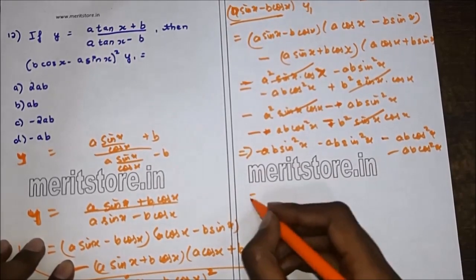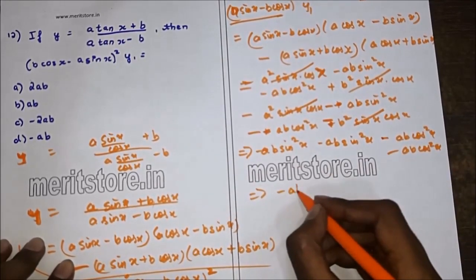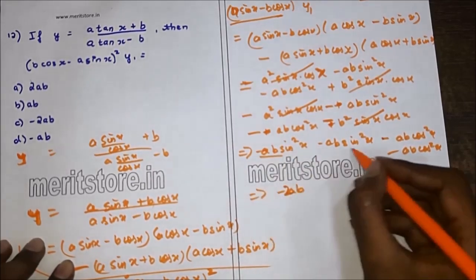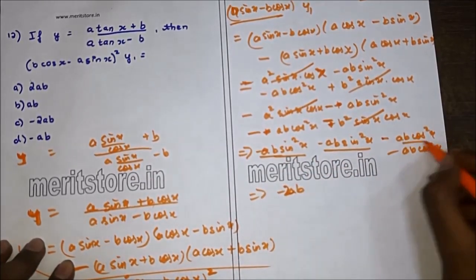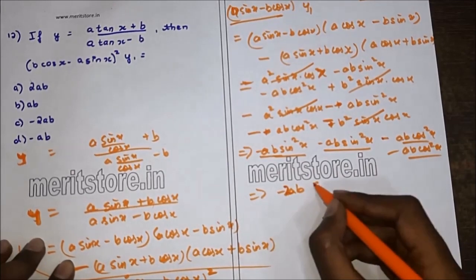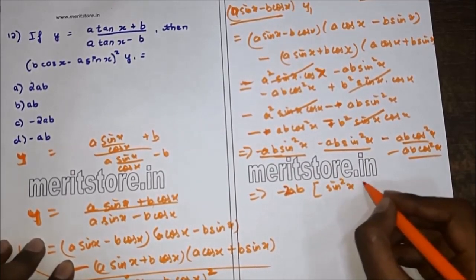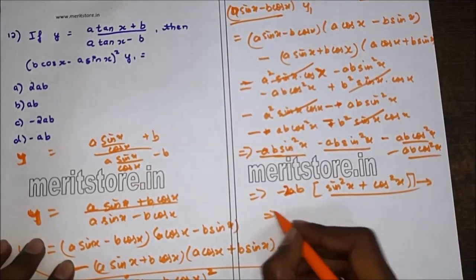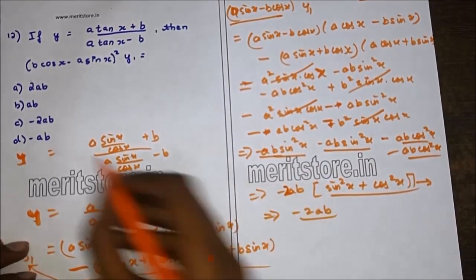Now we take ab common throughout the term, we get minus 2ab, since this and this term is the same. Similarly for this term, so minus 2ab (sin square x plus cos square x), which is 1. So the final answer is minus 2ab, which is option C.